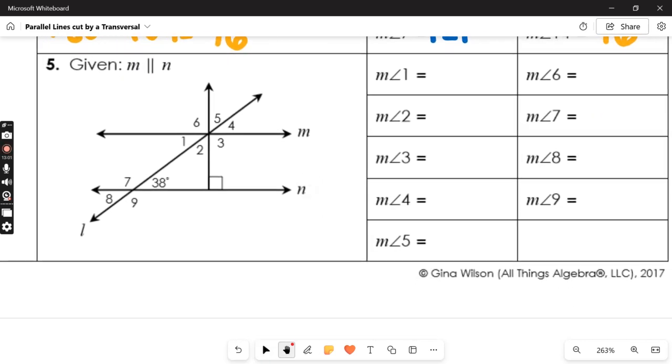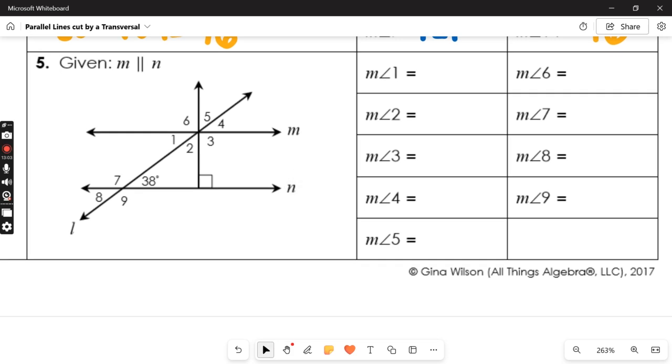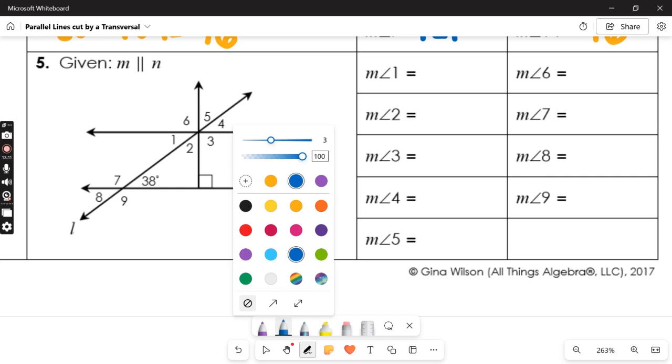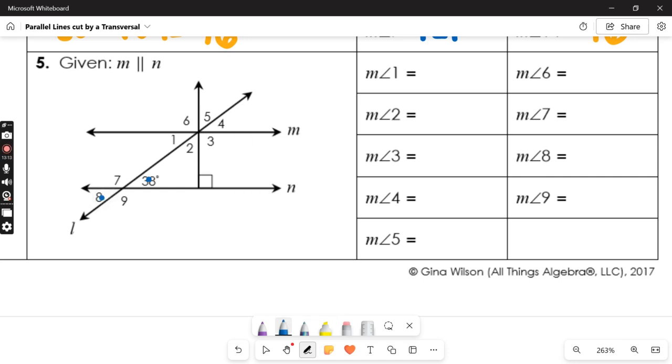Alright, last one, it's got a little bit more going on here, but that's okay. Alright, so I'm going to start with this 38 that I have here. Vertical to that is this angle 8 right here, so that's going to be 38 also. And then I'm doing my best to ignore. It looks like angle 1 is in the same spot as angle 8, so that's going to be 38. And then angle 4 is also 38.